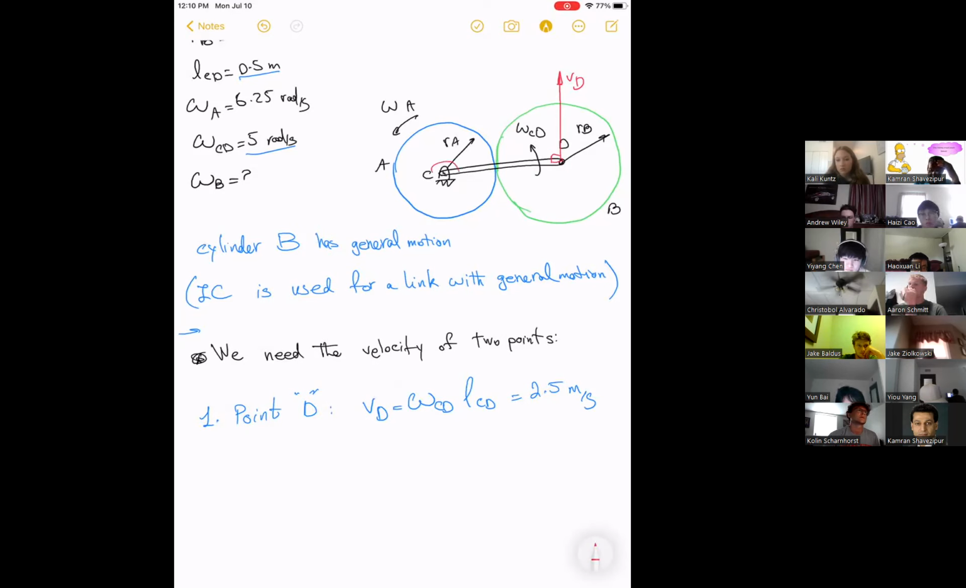Velocity of C is 0, but is C a part of disk or cylinder B? We are looking for 2 points, you see? We need two points. The 2 points should be on B. Let me just complete this.